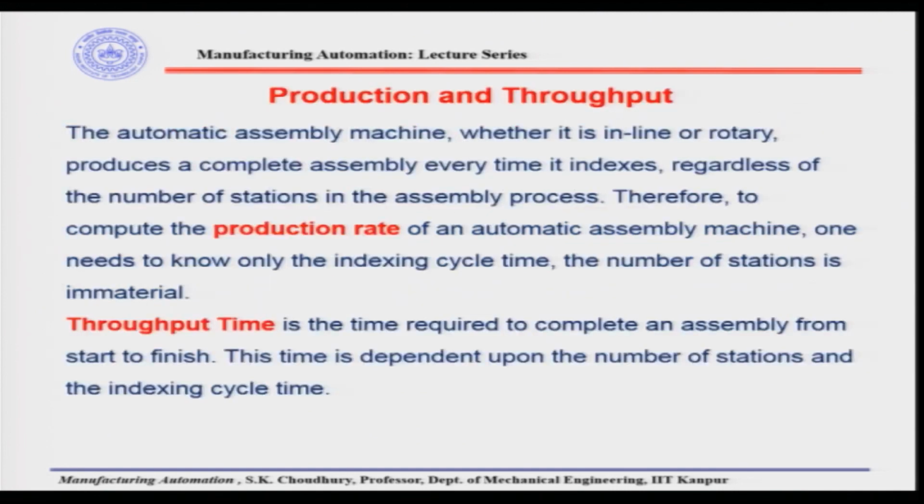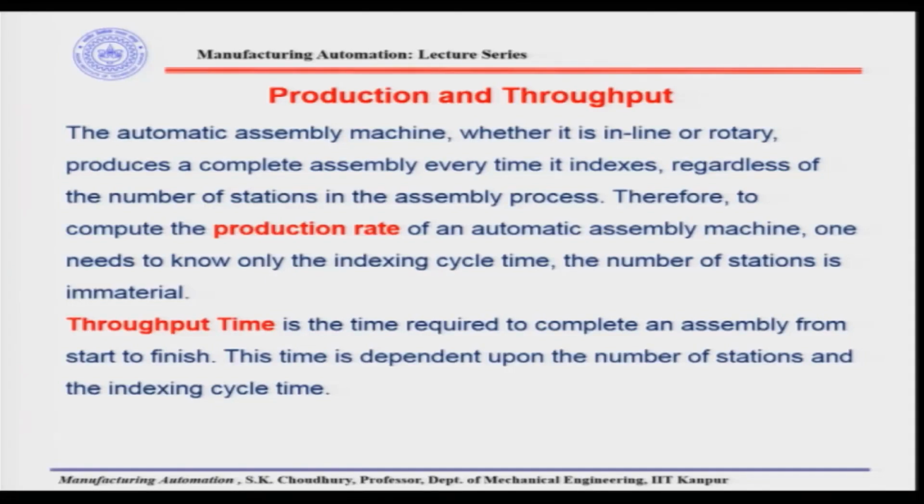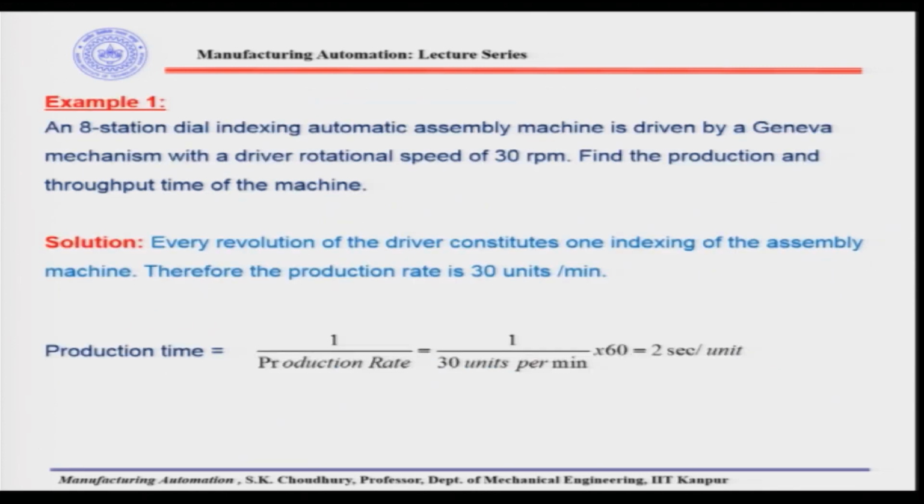Production and throughput: we said that the throughput time and the production time are different. Production time is the time whenever one indexing happens, there is one machine coming out, one complete product coming out, and that is the production time. And throughput time is the time taken from the beginning to the end for an assembly. Okay. So, therefore, throughput time is more than the production time. Let us take an example.